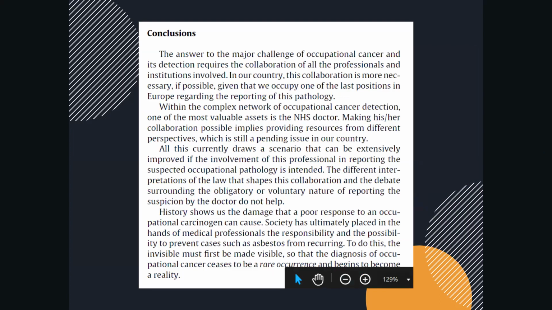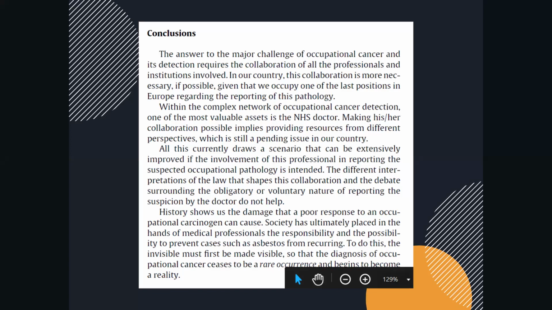The answer to the major challenge of occupational cancer and its detection requires the collaboration of all the professionals and institutions involved. In a country like Spain, this collaboration is even more necessary, as it occupies one of the last positions in Europe regarding the reporting of this pathology. Within the complex network of occupational cancer detection, one of the most valuable assets is the doctor. Making his or her collaboration possible implies providing resources from different perspectives, which is still a pending issue in the country. This scenario can be extensively improved if the involvement of this professional in reporting suspected occupational pathology is encouraged.